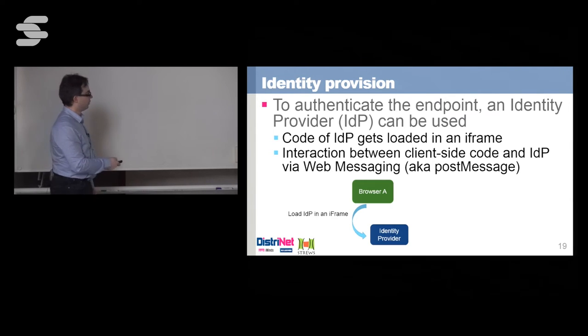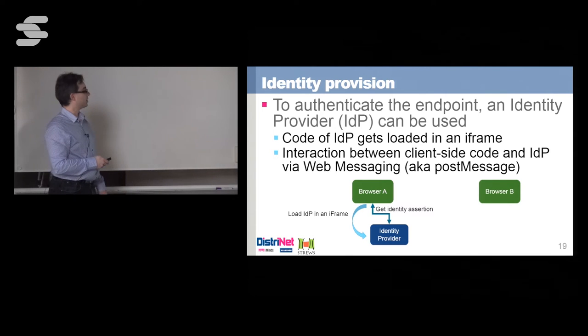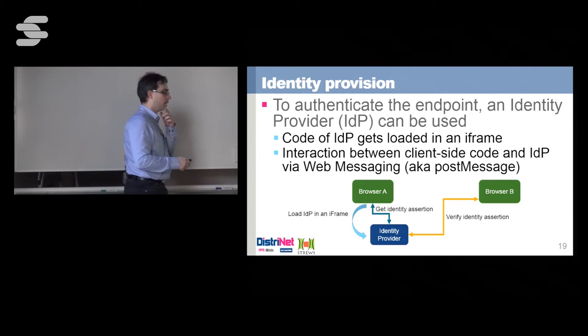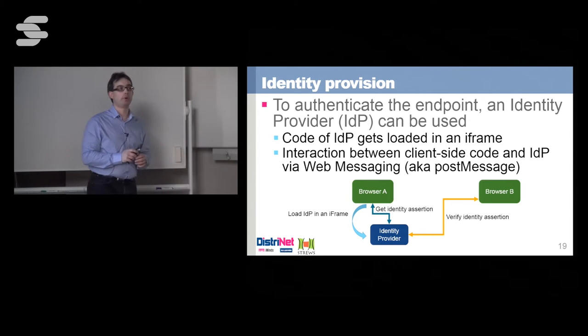So the idea is the browser loads an IDP in an iframe. It gets an identity assertion back from the identity provider after signing in. And you send that identity assertion to your browser, or you use it to verify the connection. The browser will verify that identity assertion to know I'm really talking to A or B. So I think this is already an important side remark on WebRTC.